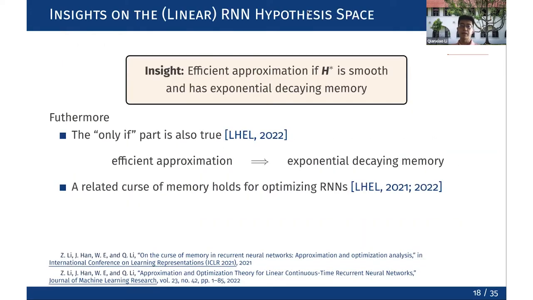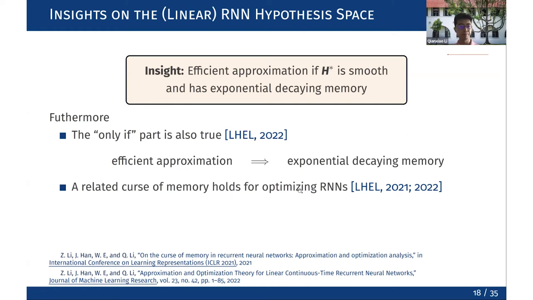The key insight here is that efficient approximation of your functional is possible if it's smooth and has some exponentially decaying memory structure. It turns out you can also prove the converse: if you assume that you have efficient approximation of some target using RNNs, then that target, under certain conditions, must possess some exponentially decaying memory. So in some sense it's if and only if the H star has small memory, and this memory can be made precise. We also show in these works that the related curse of memory holds when you are optimizing recurrent neural networks; the plateauing behavior that we saw can be formalized as well.